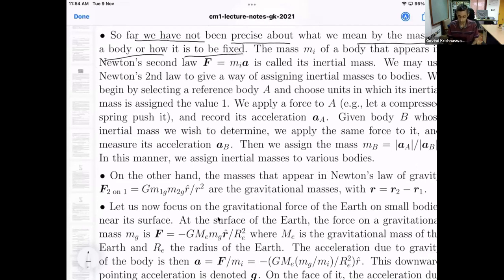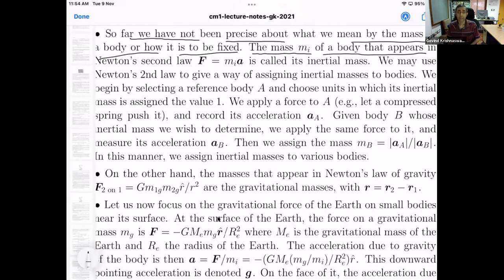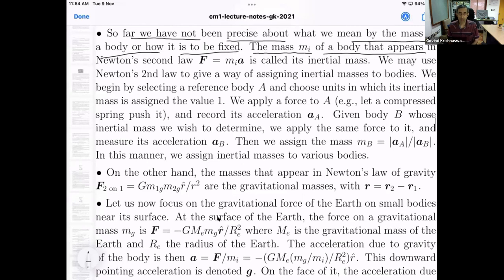So first, there is the concept of the mass m_i of a body that appears in Newton's second law. I'm going to rewrite Newton's second law now as F is equal to m_i times a. This m subscript i is called its inertial mass. It's also called its inertia or inertial mass. Previously, we just called it m. Now, we may in fact use Newton's second law itself to give a way of assigning inertial masses to bodies.